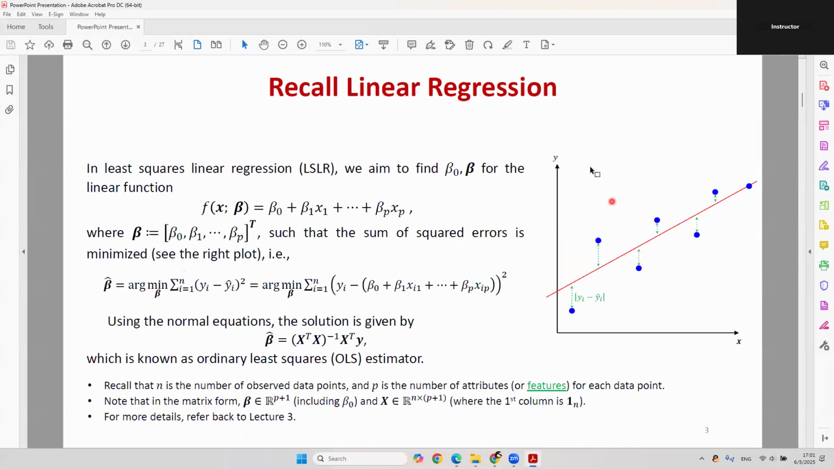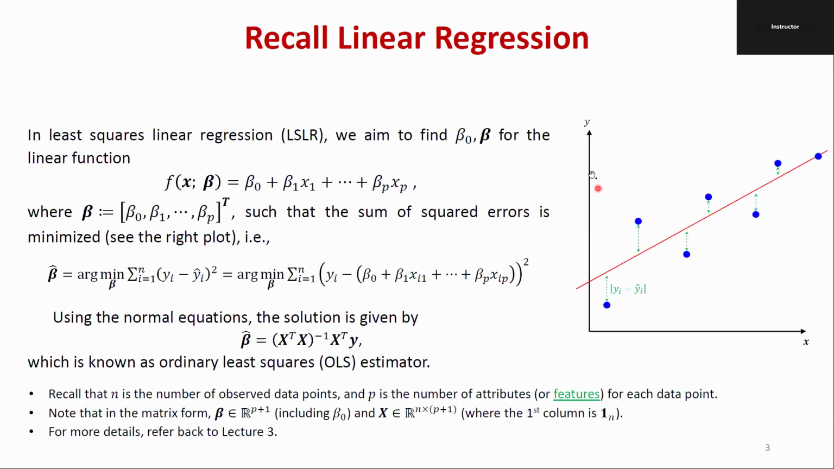Before I continue, let me give a very brief review of linear regression, or I should say LSLR, because this concept is really important. First of all, those blue points are the training data, and we want to find a linear function, which is this red line, to minimize the sum of squared error. Mathematically, we can write this form, and by normal equations, we can get the beta solution to LSLR. The details we've already introduced in lecture three.